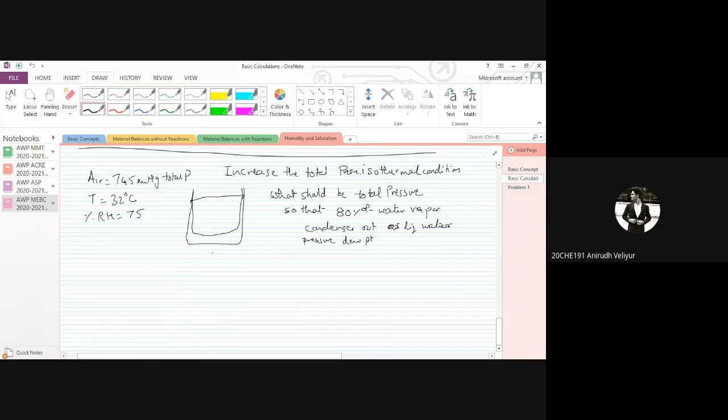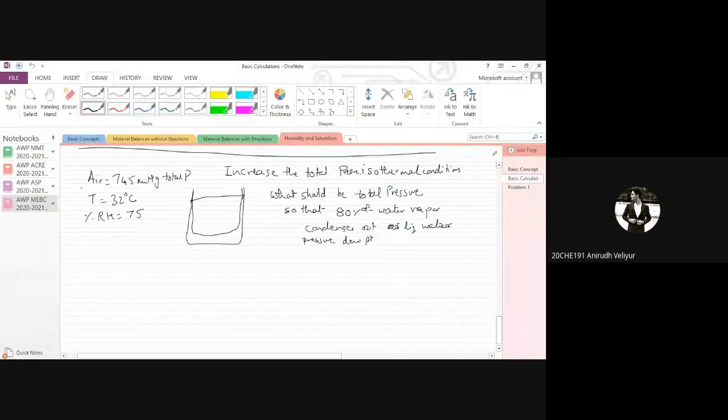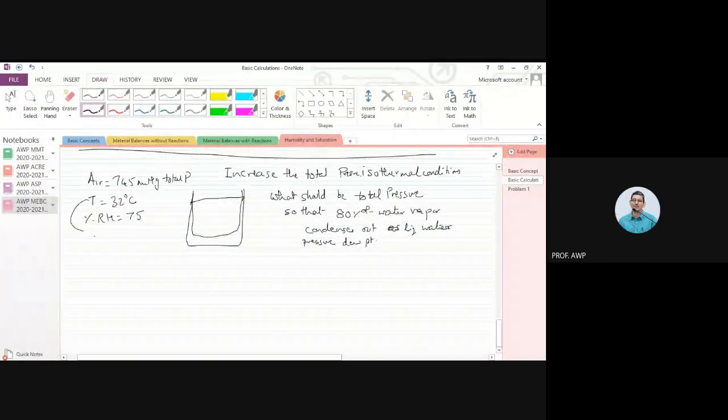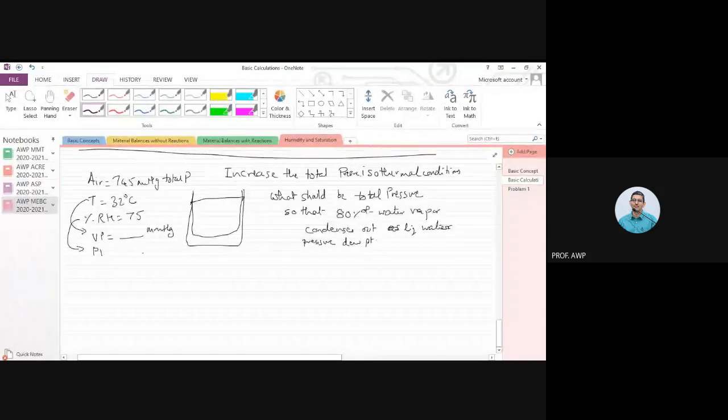So, first, sir, what I did was, with the relative humidity given, I calculated the partial pressure. First I calculated the vapor pressure from temperature. Yes, that is already done, we have done it in the previous one. So now with 75% humidity, you have calculated the partial pressure.